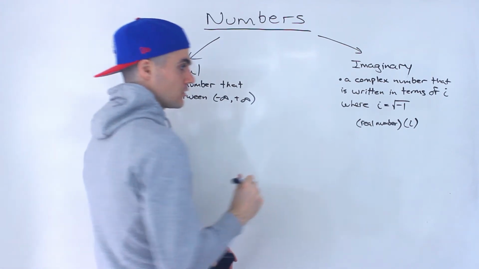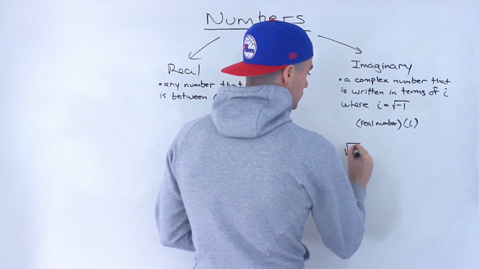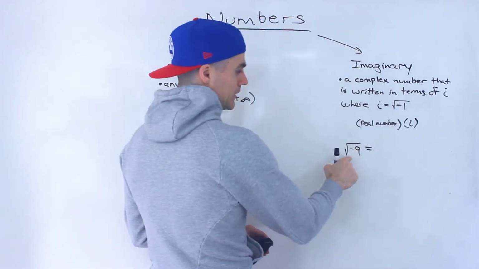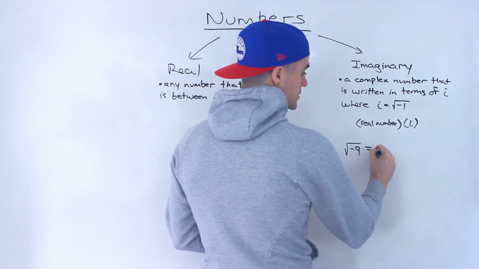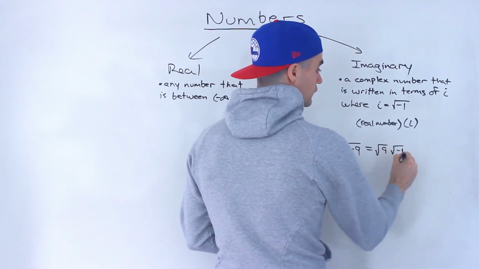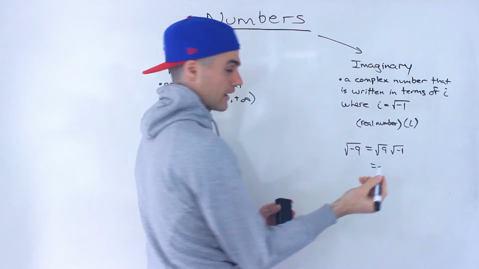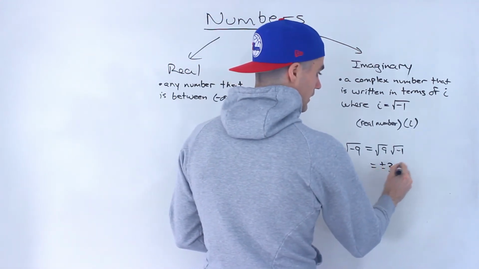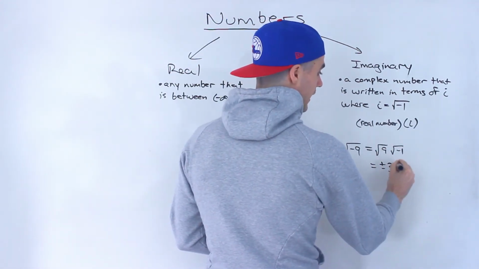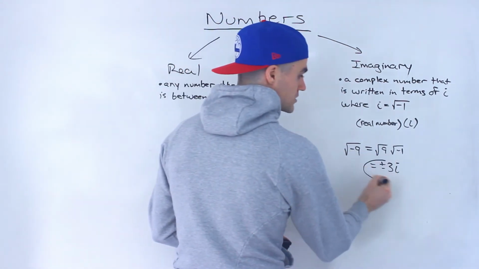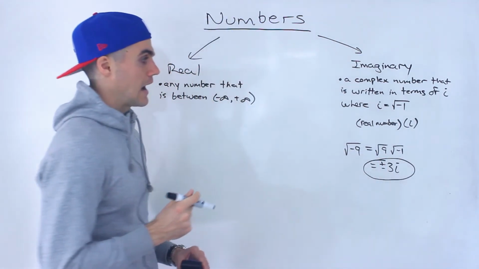So for example, like the square root of -9. We can take this square root of -9, split it up into the square root of 9 times the square root of -1. And then what's the square root of 9? It's plus or minus 3. And then the square root of -1 is i. So the square root of -9 will be plus or minus 3i.